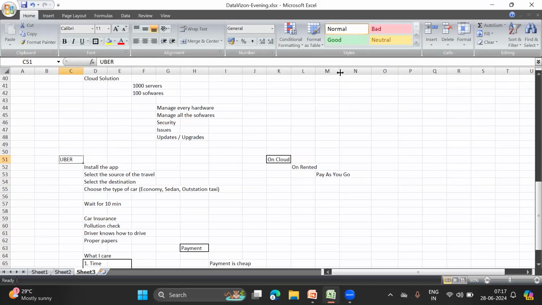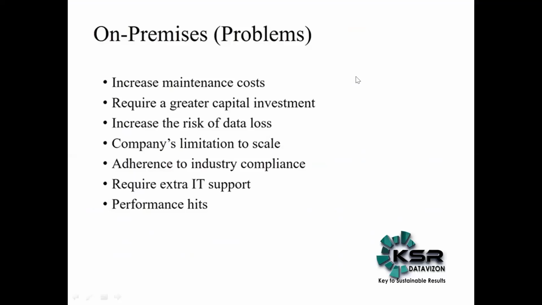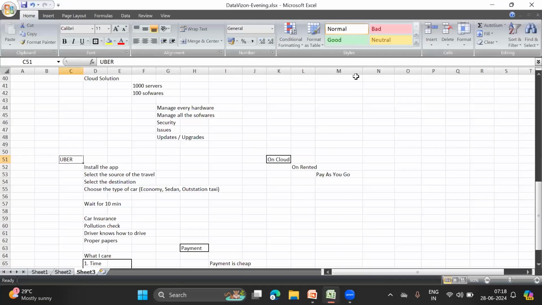So now I guess everyone is comfortable with on-premise and on cloud. Everyone comfortable? Any questions before moving to the slide? Shall we move ahead? Yes, yes. Okay, thank you. Yes, please. Okay, thank you so much.